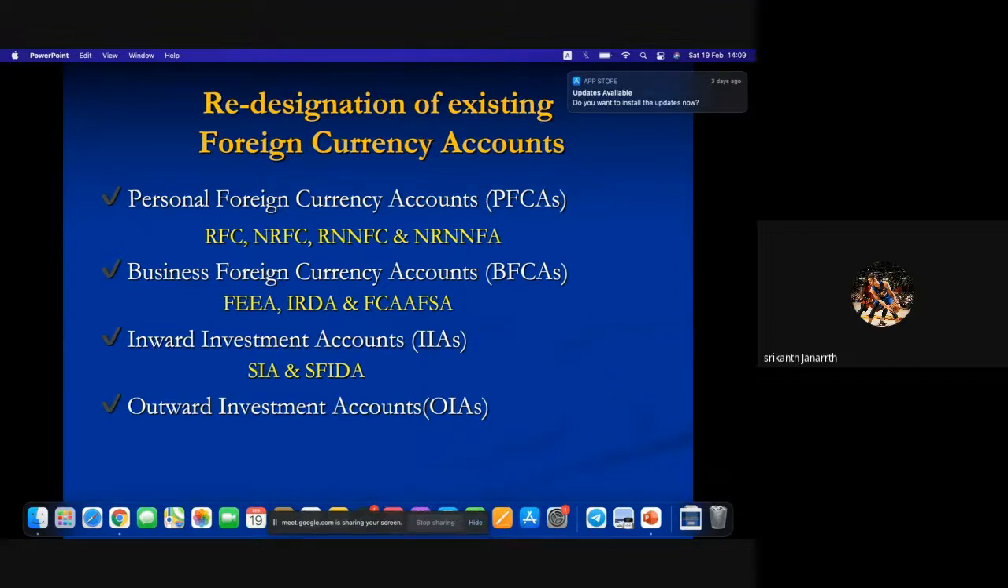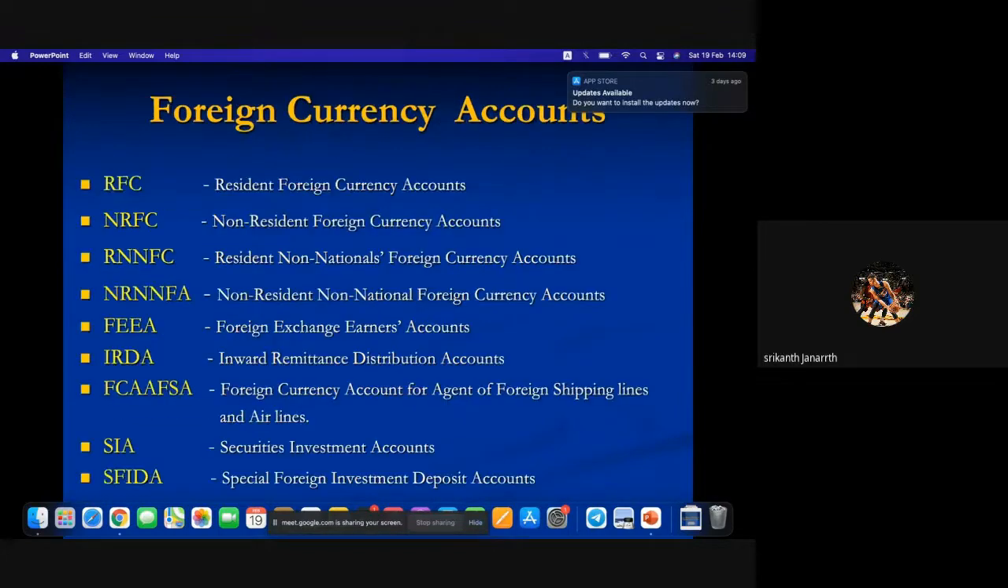So now, under the personal foreign currency account, there are 4 different types of account. Now let's see the names of those. RFC stands for resident foreign currency account. NRFC stands for non-resident. So you can see earlier residents were permitted to open foreign currency accounts. You and me can open under RFC. Now what is the account? Now PFCA.